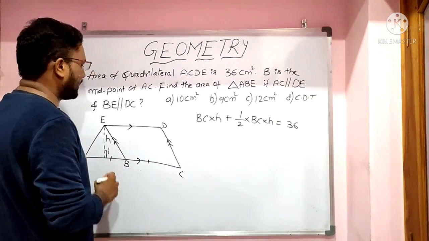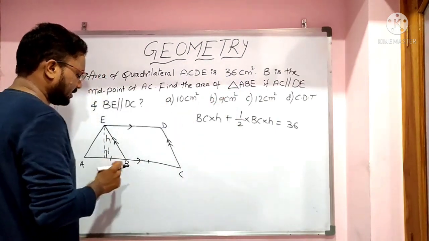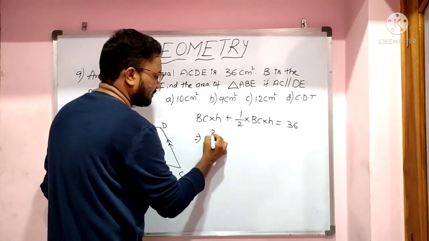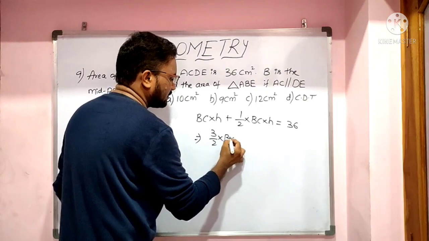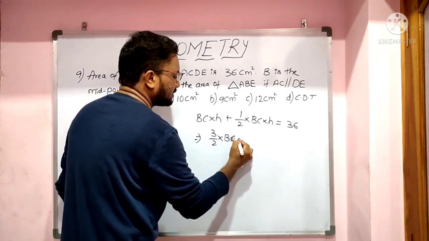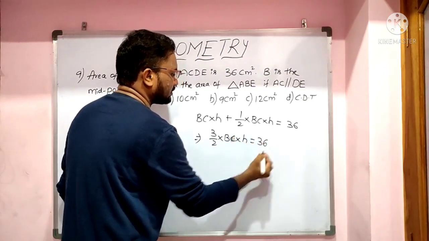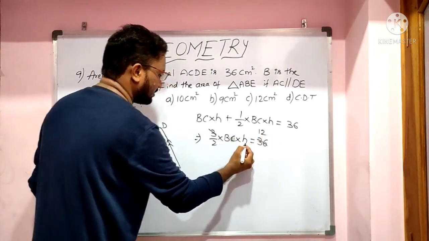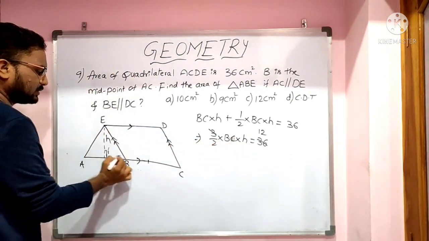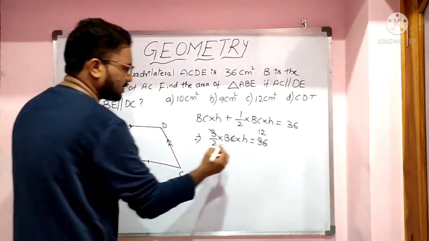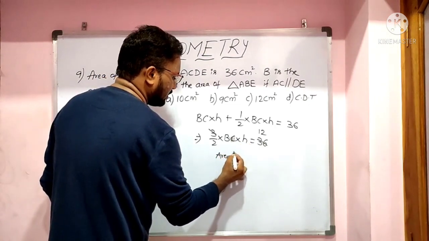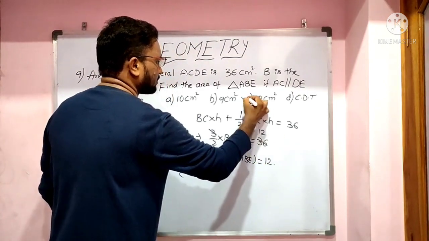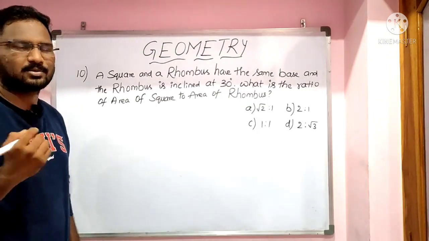So we need to find the area of triangle ABE. This can be written as half plus 1, which is 3 by 2 into BC into height equals 36. So 3 ones, 3 12s. So half into BC into height is the area of triangle ABE, half into base into height. So area is 12. Area of triangle ABE equals 12 square centimeters. So answer 12. Next problem.